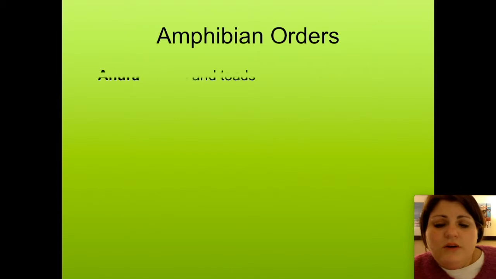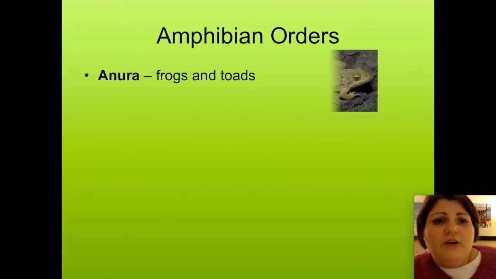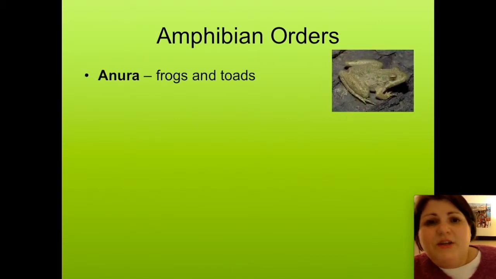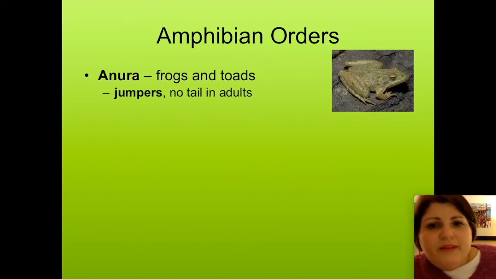There are a couple of different orders of amphibians. Anura are the frogs and toads. Typically, toads are more adapted to survive in drier climates. We basically consider them jumpers, and they have no external tail as adults.